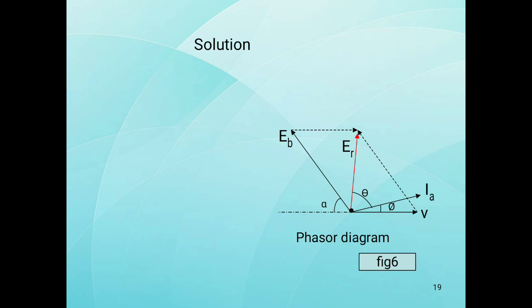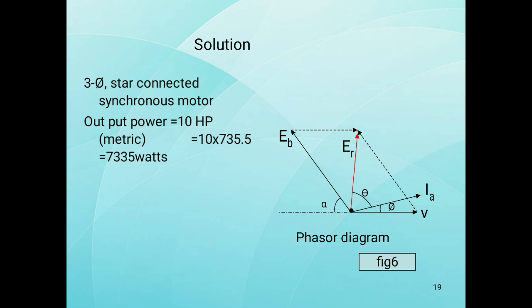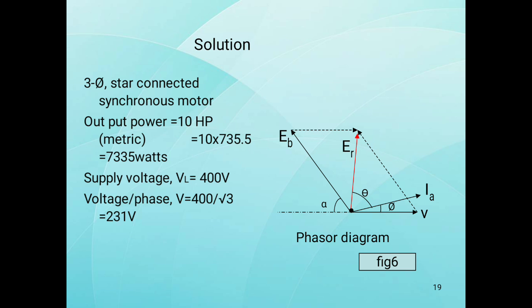Now go for the phasor diagram. We have already seen this. So IA is leading in a 3-phase star connected synchronous motor, and the output is given in HP, so we convert it into watts, that is 10 into 735.5, which gives 7355 watts. Now the supply voltage is the line voltage, 400 volts, and the voltage per phase V is equal to 400 by root 3, that is 231 volts.